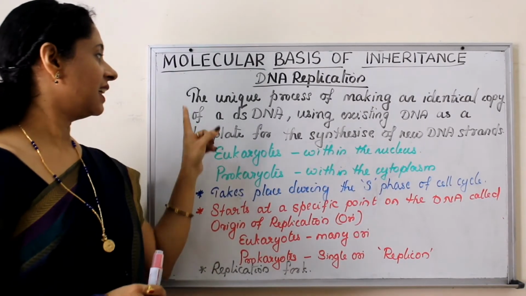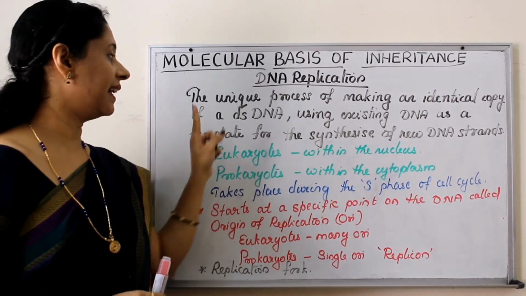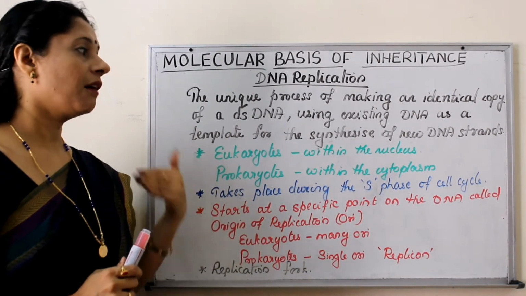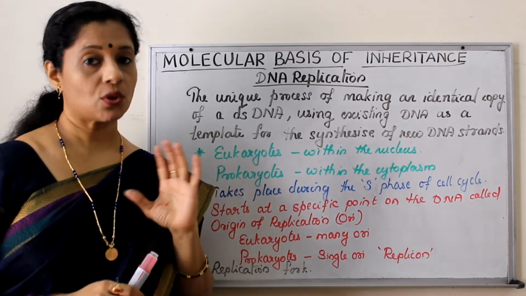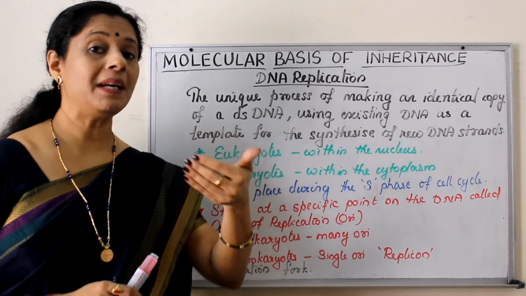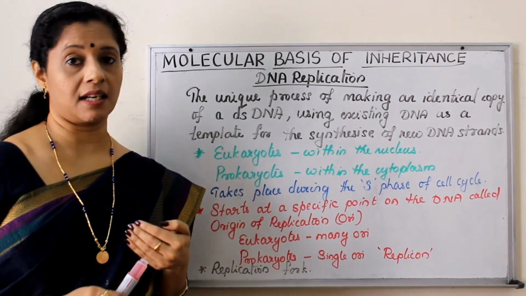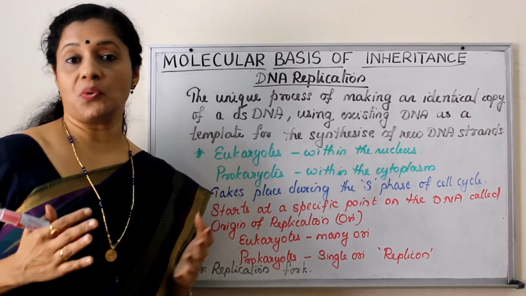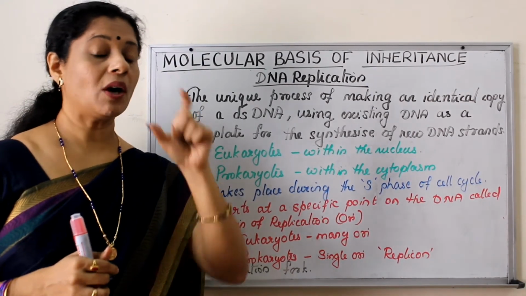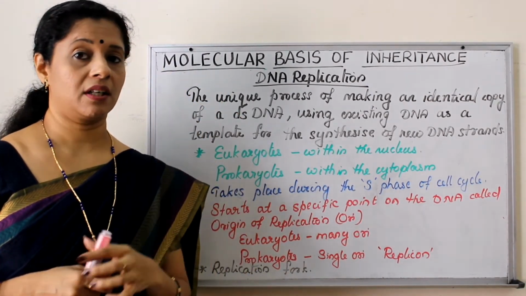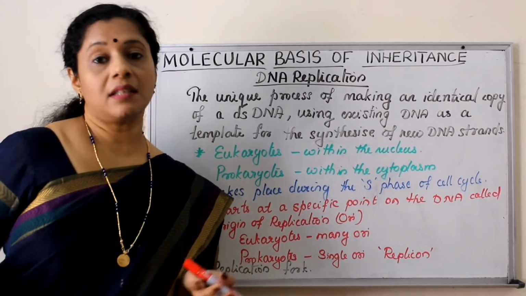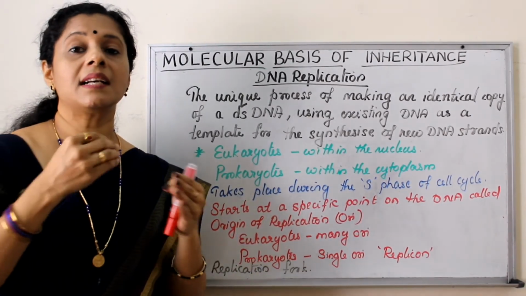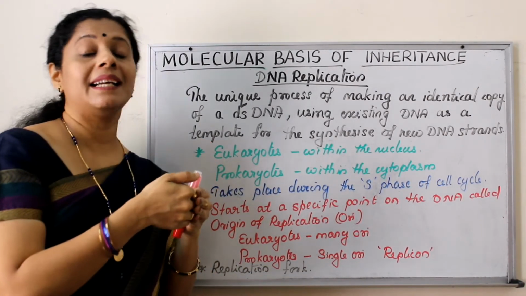What is replication? The unique process of making an identical copy of double-stranded DNA, using existing DNA as a template for the synthesis of new DNA strands. So the newly formed DNA should be identical to the DNA that is existing. We know that in our body trillions of cells are there. Every single cell has a nucleus and it has DNA in it. We all started from a single cell called the zygote. If each time the DNA were different, our cells would have got different types of DNA. It's not like that. Every single cell has an identical copy of our initial DNA.